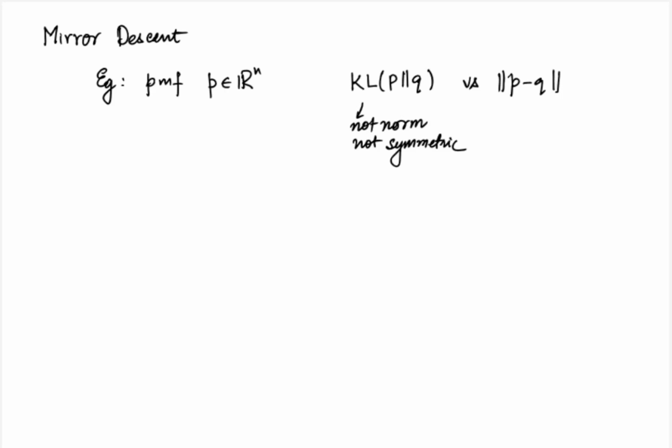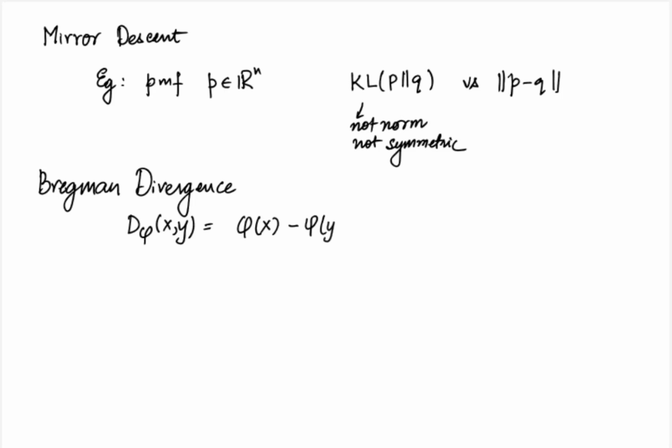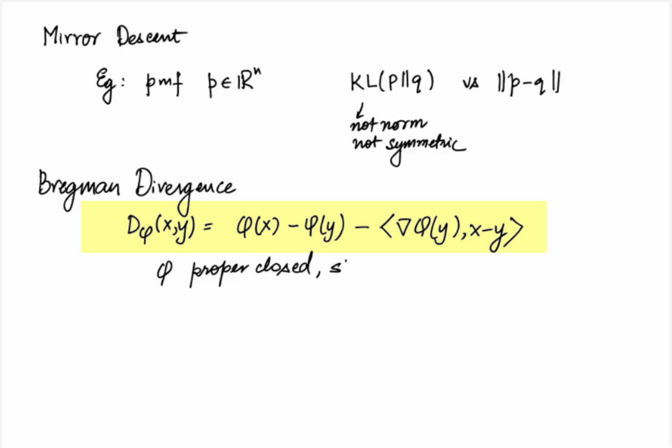The Bregman divergence provides one such class of measures and is defined as D_phi of x comma y is equal to phi of x minus phi of y minus inner product of gradient phi of y comma x minus y. Here phi is a proper closed, strongly convex and smooth function.